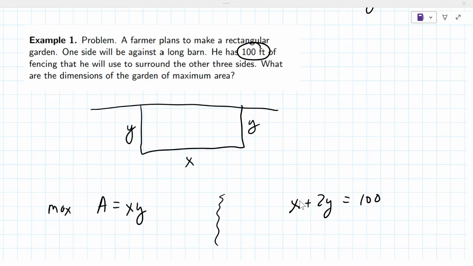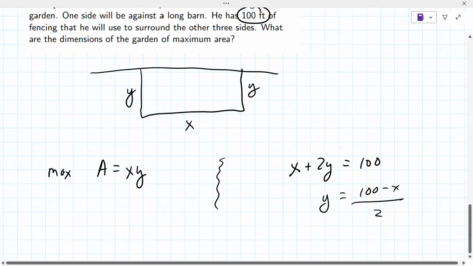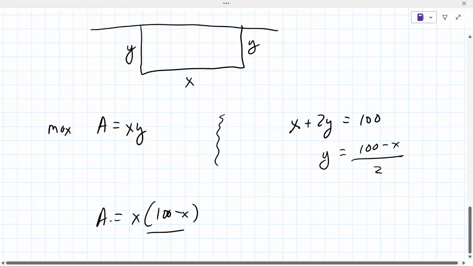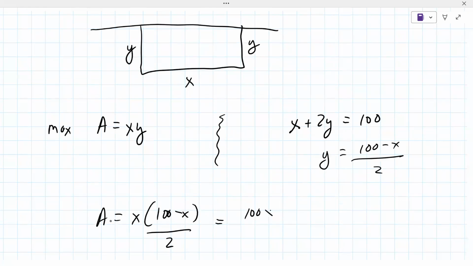Typically you solve it for y, but not always. It could be x, depending on your problem. But you're saying this is something you've seen before? Yeah. Okay, so this is y equals 100 minus x over 2. That goes into the area equation: x times 100 minus x divided by 2. Then you want to simplify here. So it becomes 100x minus x squared, and then you divide each of these by 2. So 50x minus 1/2 x squared.